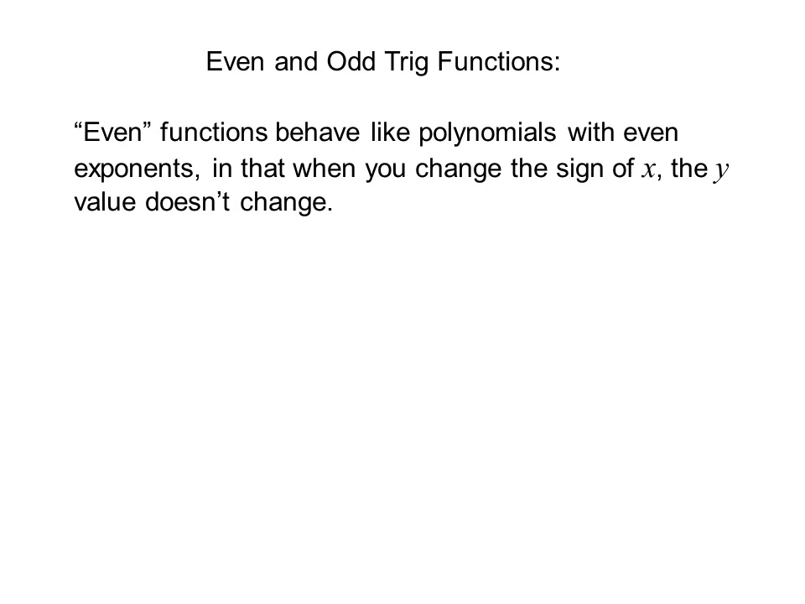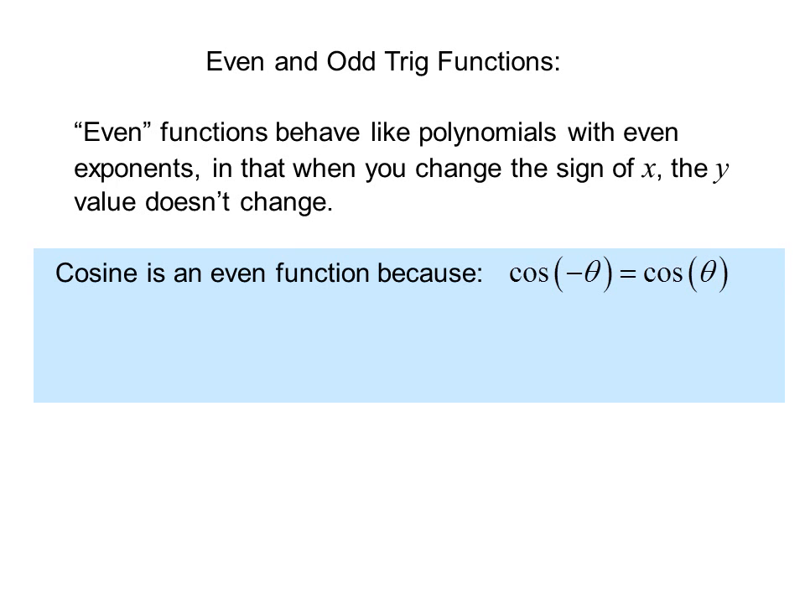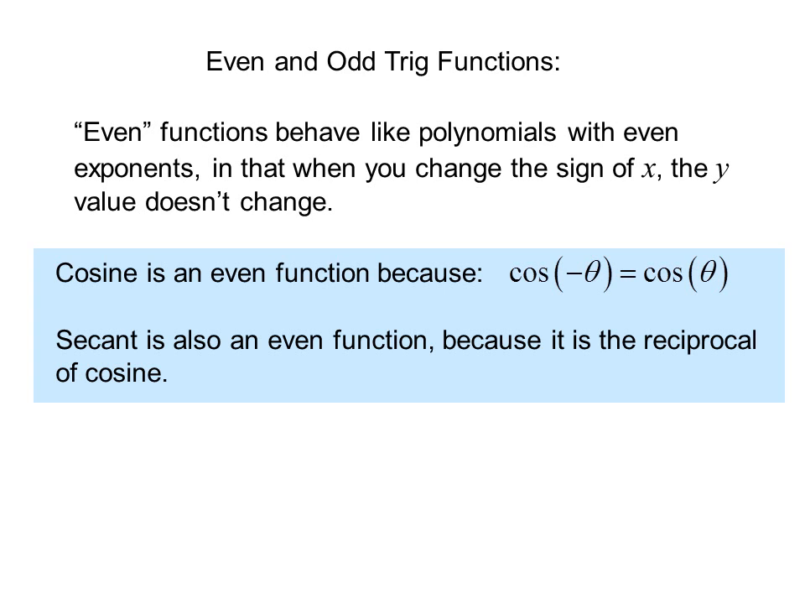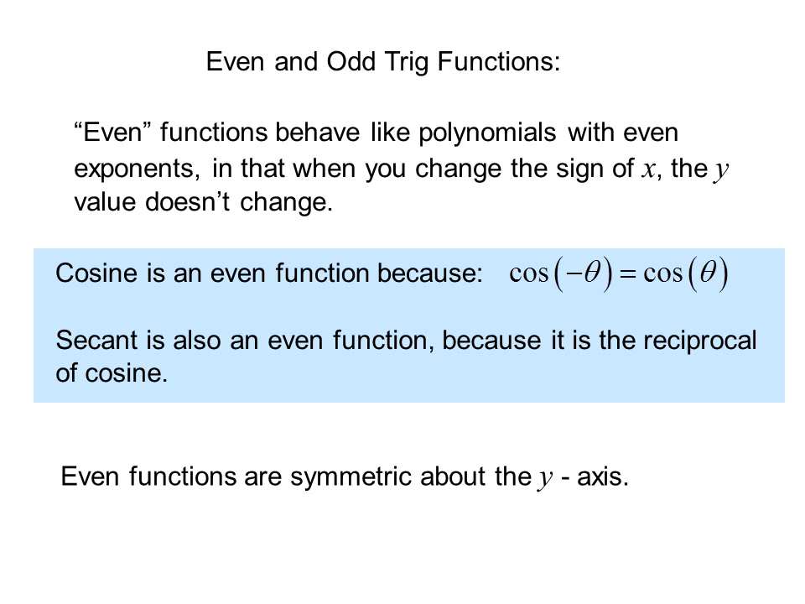Even and odd functions. Even functions behave like polynomials with even exponents in that when you change the sign of x, the y value doesn't change. Cosine is an even function because the cosine of negative theta equals the cosine of theta. Secant is also an even function because it is the reciprocal of cosine. Even functions are symmetric about the y-axis.